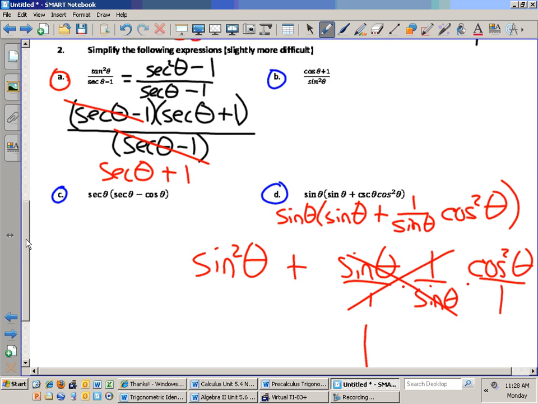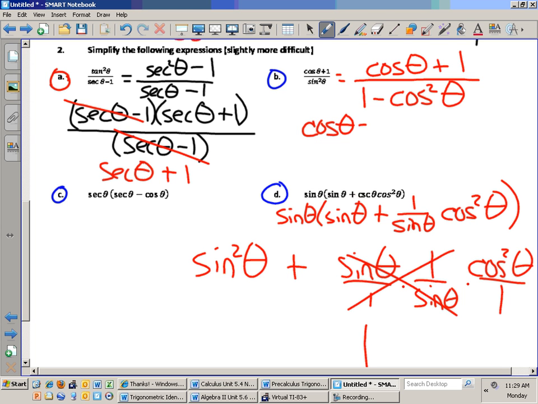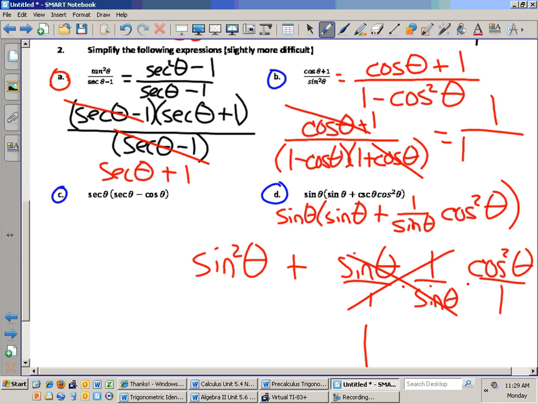Let's look at B. What did you substitute in for B right away? You should have substituted 1 minus cosine squared of theta in for sine squared. And when you do that, the bottom factors, you get cosine of theta plus 1 divided by 1 minus cosine of theta times 1 plus cosine of theta. And the cosine of theta plus 1 cancel, and you should be left with 1 over 1 minus cosine of theta. That cannot be simplified further.